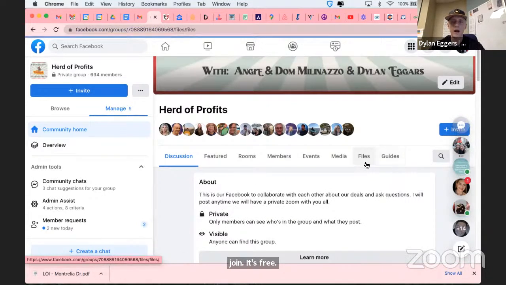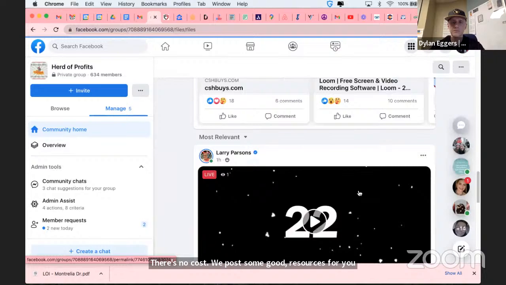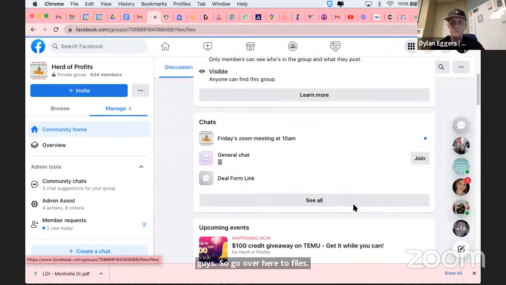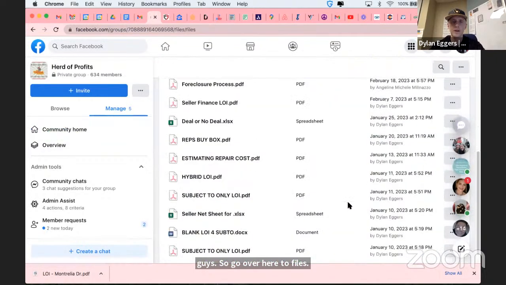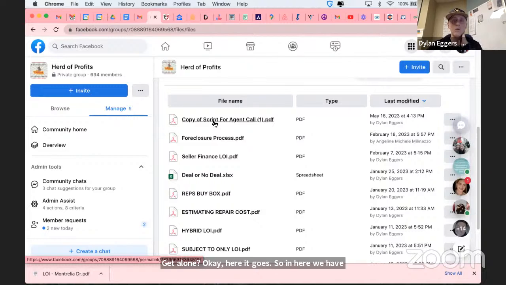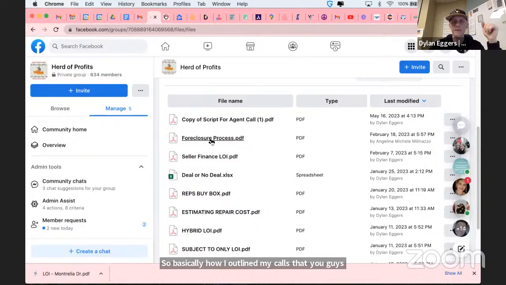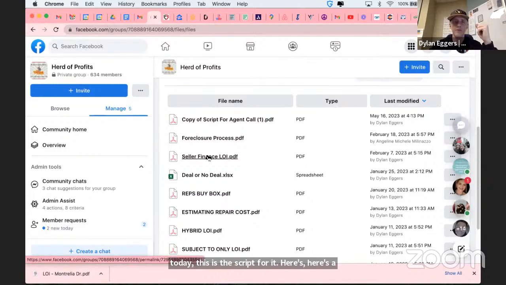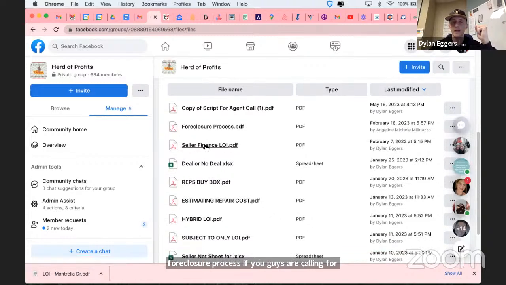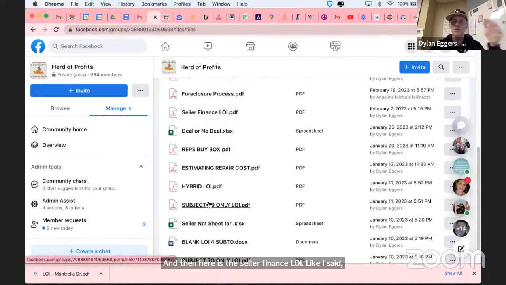So go over here to files. If it loads. Did it load? Okay, here it goes. So in here, we have a copy of a script for agent calls. Basically how I outline the calls that you guys heard today, this is the script for it. Here's a foreclosure process if you guys are calling foreclosures. And then here is the seller finance LOI. Like I said, there's three: the seller finance, the hybrid, and the subject to only LOI.